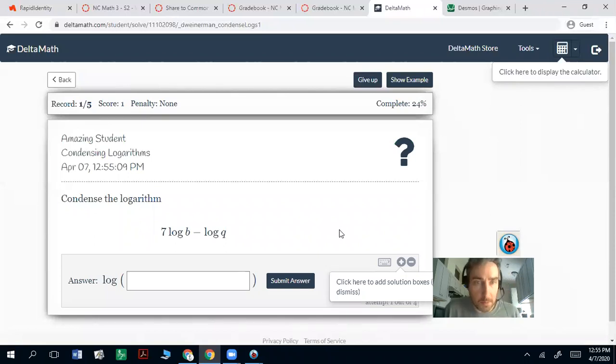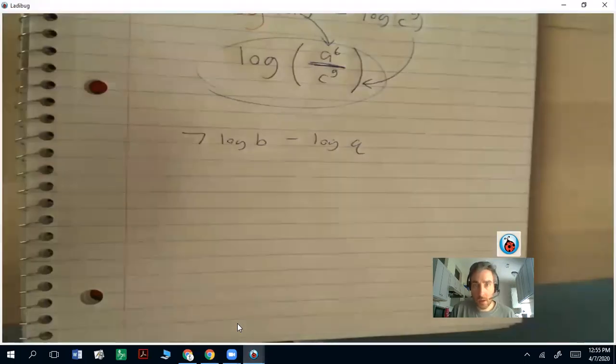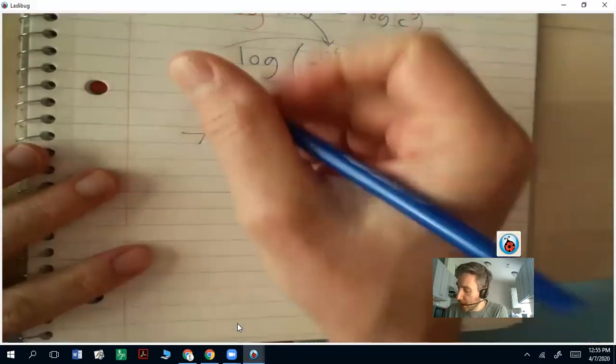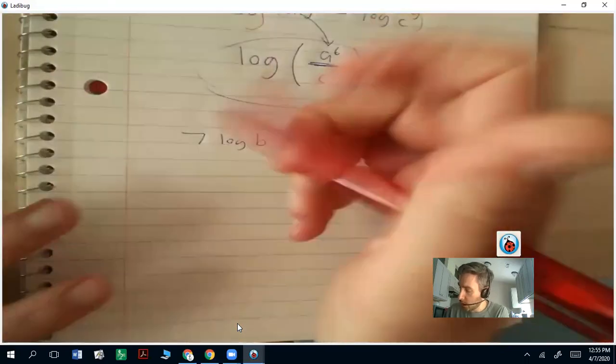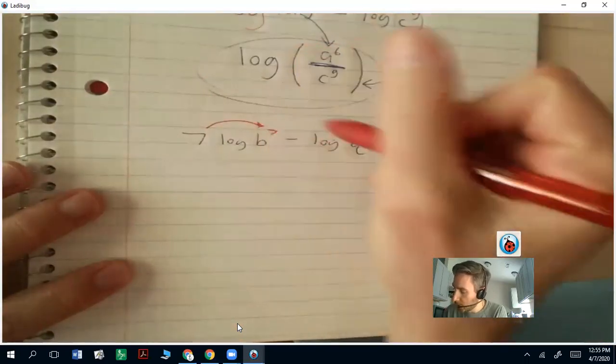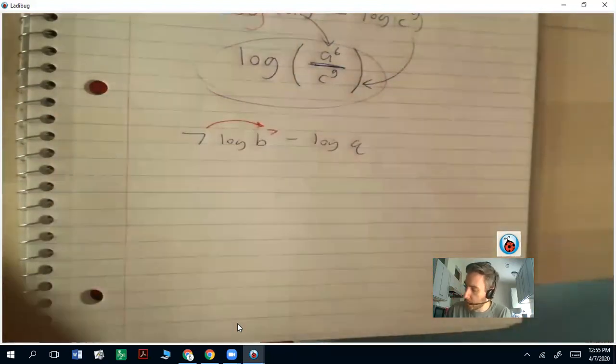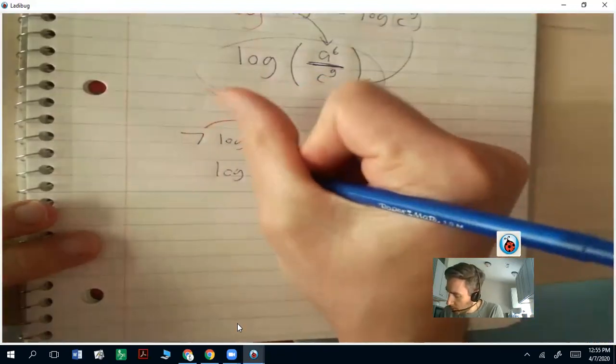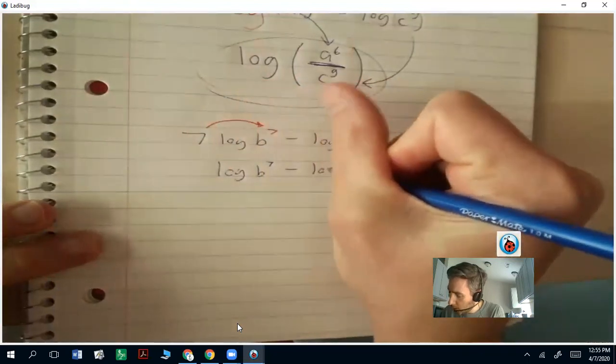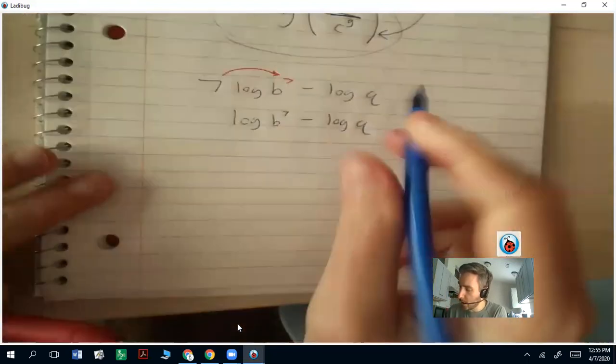Okay, so this is another minus, so it's going to be division. Let me write it down. Okay, 7 log of b minus log of q. So with this one, I have a 7 I can power up. So I'm going to power that up there, put a 7 there. Here I don't have anything, so I don't have anything to power up, but it's going to be log b to the 7 minus log of q. So now we do the quotient property.